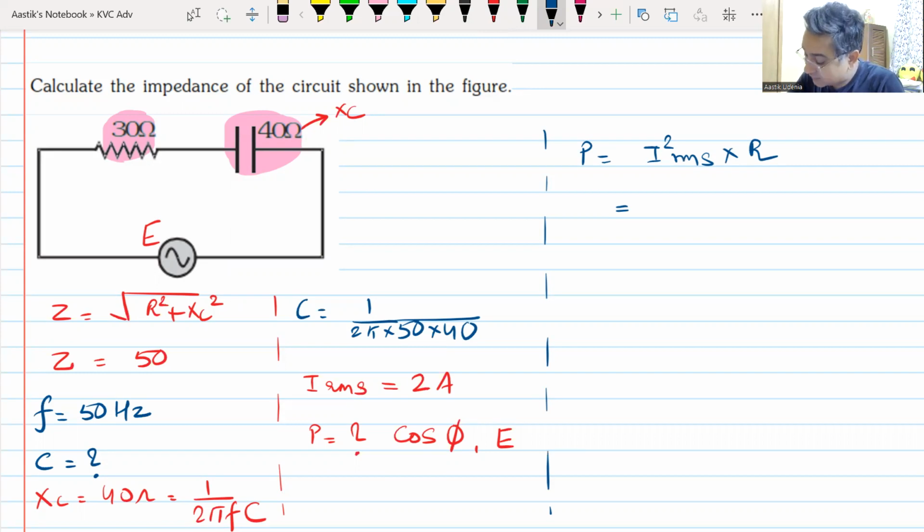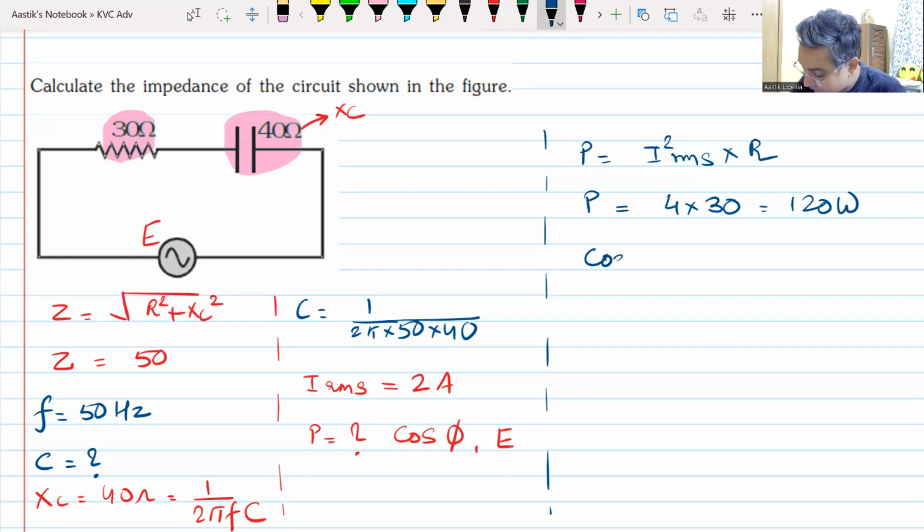What is the value of I square RMS? That is 4 multiplied by the resistance, which is 30 ohms. So 120 watt becomes your power. Do we understand this? Yes.